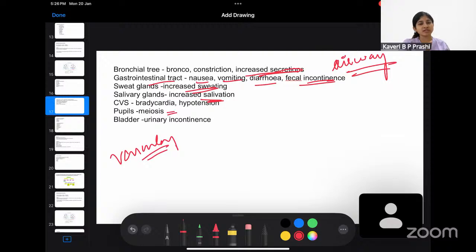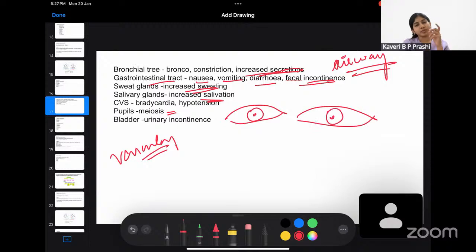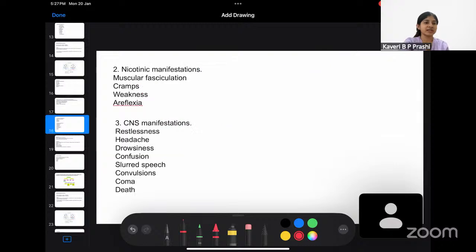Pupils show miosis. Miosis means what? Is it the bigger pupil or the smaller pupil? It is the small pupil. It becomes very, very small. Bladder is going to be urinary incontinence, because of which there is going to be overflow from the bladder. Understand that everything is going to be increased, no? But when you talk about CVS or the cardiac function, it is going to be slow. There's going to be bradycardia or hypotension that is seen.